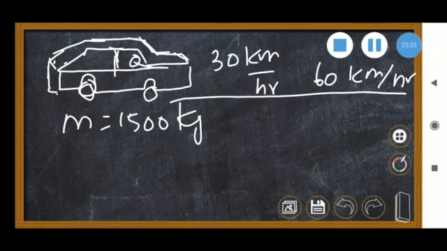The next question is: when a car is moving from a speed of 30 km per hour to 60 km per hour, and the car mass is given as 1500 kg, how much work is done? How much work is done when the car moves from 30 km per hour to 60 km per hour, if the mass of the car is 1500 kg?